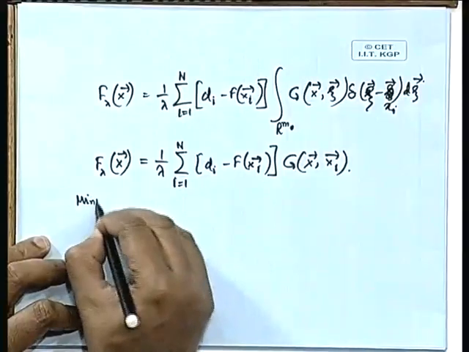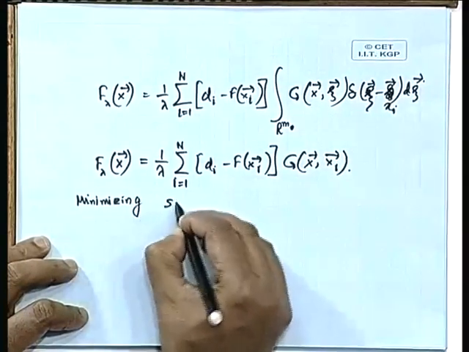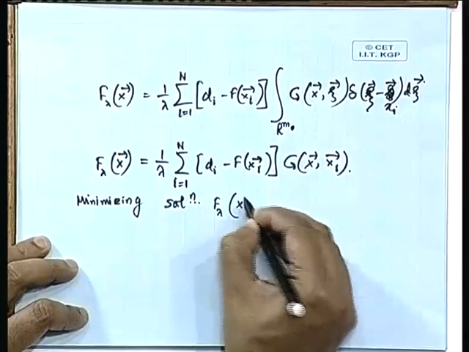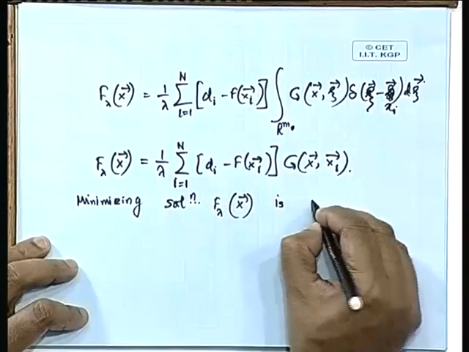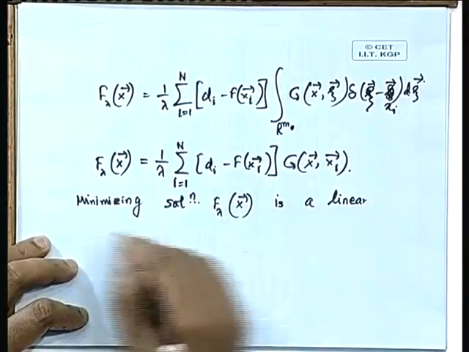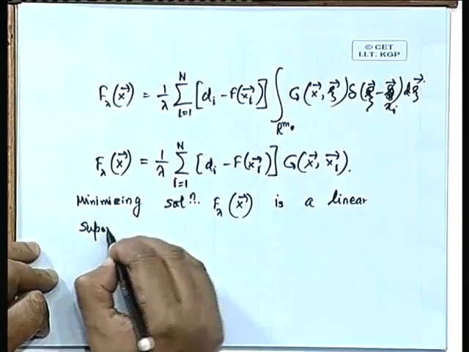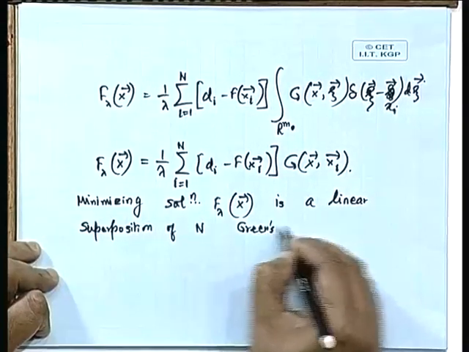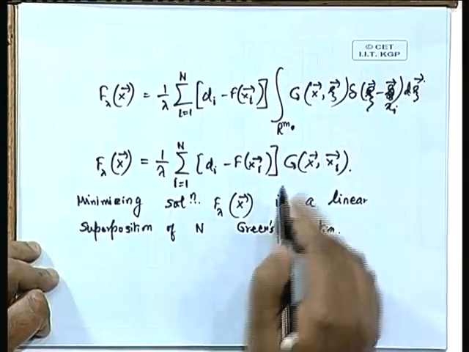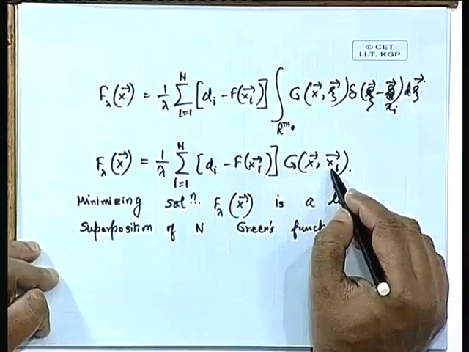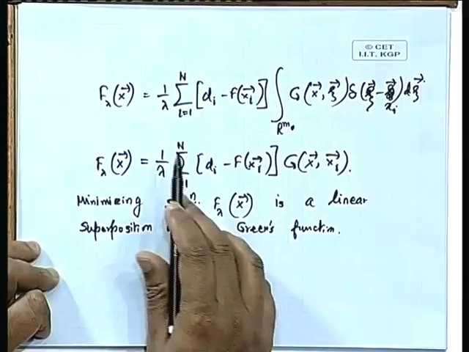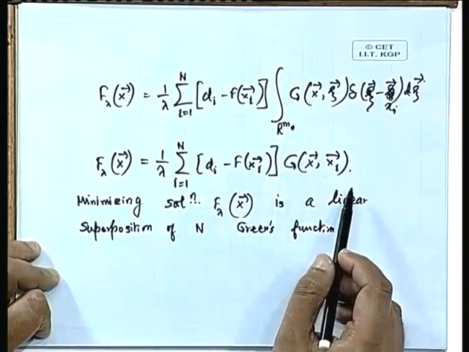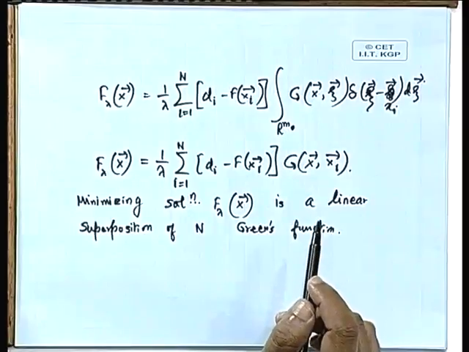So, I can say that the minimizing solution, which is f lambda x, is a linear superposition of n Green's functions. And what are these Green's functions? You can see how we are getting n different Green's functions. Quite simple, because we have got g x comma xi, and what is xi? Xi is the center of that function, and we have i varying from 1 to n. So we have g x comma x1, x comma x2, x comma x3, like that up to x comma xn, and we have n such different Green's functions possible.